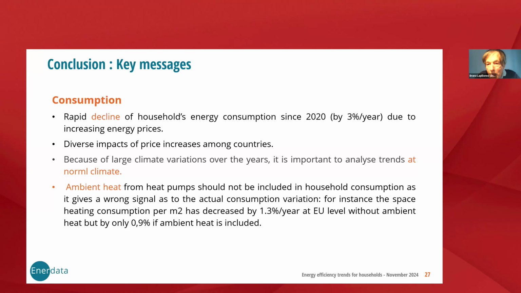Just to illustrate the impact of including or not the ambient heat, the space heating consumption per square meter, which is the indicator we use to monitor the energy efficiency of heating, decreased by 1.3% per year at EU level without the ambient heat, but only by 0.9% if ambient heat is included. So this shows the big impact of using data with or without ambient heat.